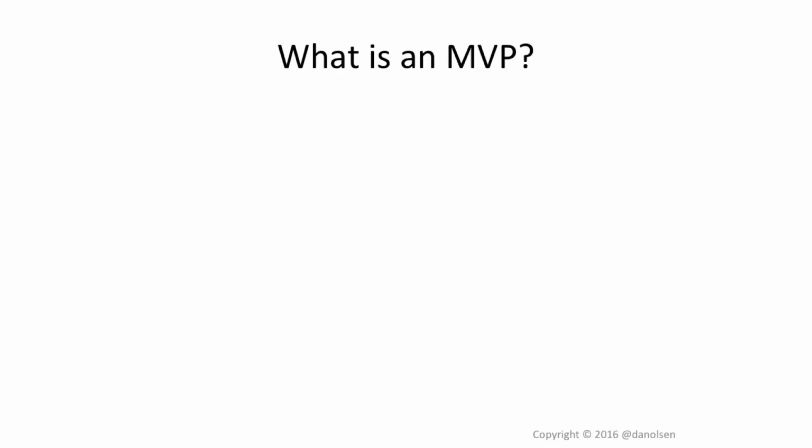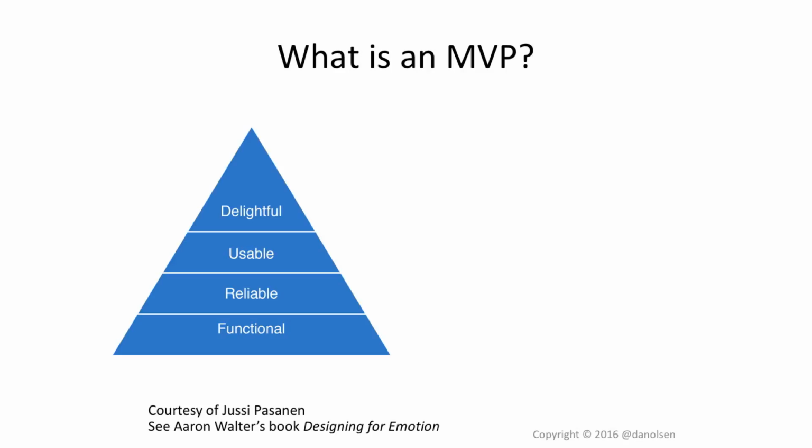The second mistake I see people make, let me explain it with this framework. This comes from Aarron Walter at Mailchimp, who wrote a great book called Designing for Emotion, and a designer friend of mine modified it, so I want to give those guys props. But there's a way to think about a product in four layers, another pyramid, where it's like, hey, how functional is it? How reliable is it? How usable is it? How delightful is it?